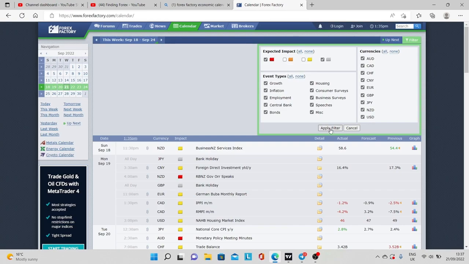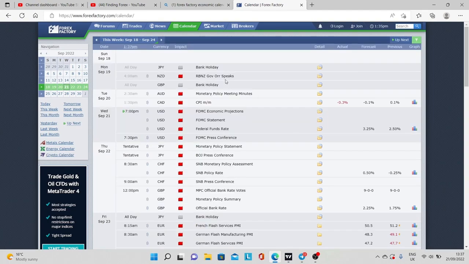So we're going to apply our filter. So what we've done now is we've applied it to the bank holidays and to the high impact news events. The reason why we want to know when it's a bank holiday is because we can expect a bit more of a slower day in the market during that time. So if we take Monday the 19th of September, Great Britain had a bank holiday for the Queen's funeral. This means the London session wasn't open as volatility was a bit lower as well.